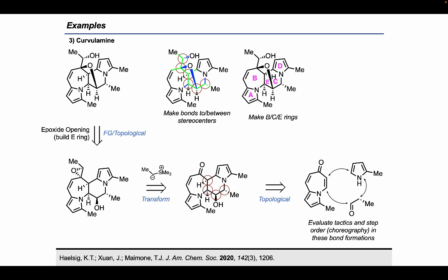At this point, one should evaluate the multitude of potential tactics and relative sequence of steps needed to form these bonds. I'd encourage you to check out the Maimone synthesis of curvulamine to see which tactics they elected to use to synthesize this challenging target.